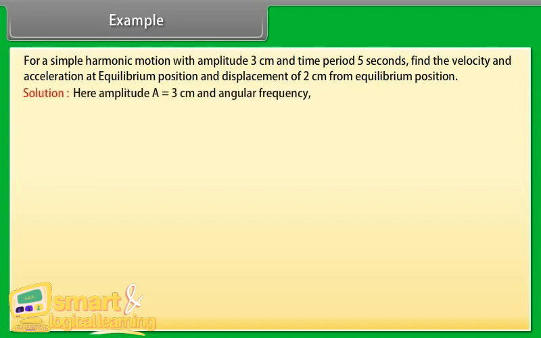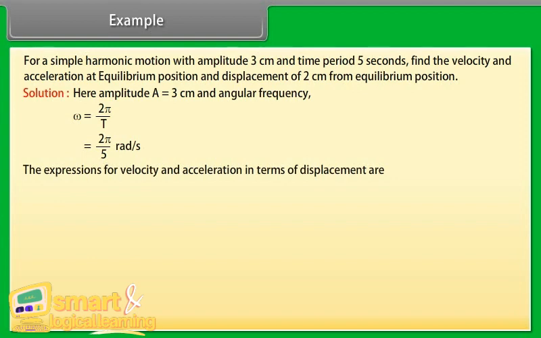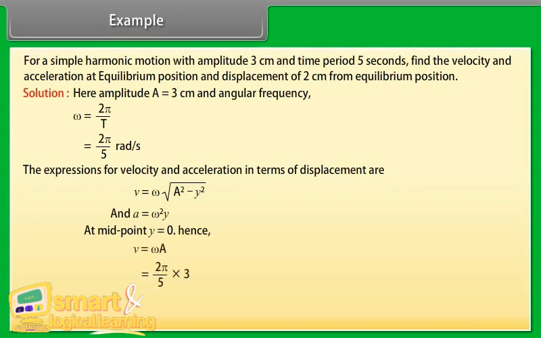Here, amplitude A is equal to 3 cm and angular frequency omega is equal to 2 pi upon T is equal to 2 pi upon 5 radian per second. The expressions for velocity and acceleration in terms of displacement are v is equal to omega under root of A square minus y square and a is equal to omega square y. At midpoint y is equal to 0. Hence, v is equal to omega A is equal to 3.77 cm per second and a is equal to 0.